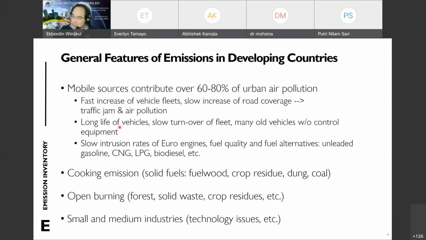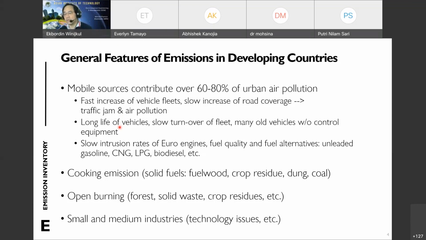The second one, also important, is that we have a very long life of the vehicles that we use in the city, right? In developing countries, most countries don't have the regulation to remove some of the old fleet out of the in-use vehicle fleet in the city.